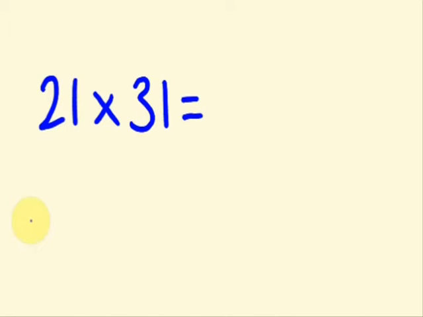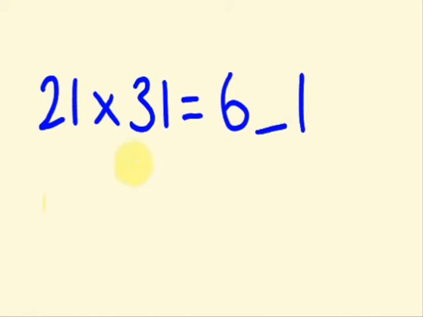To get the first number of our answer, we multiply the first digits in our two numbers here. So 2 times 3 is 6. There you go. We've got the first part of our answer. We leave a blank space, and then to get the last number of our answer, we multiply the last digits of our two numbers here. So 1 times 1 is 1.